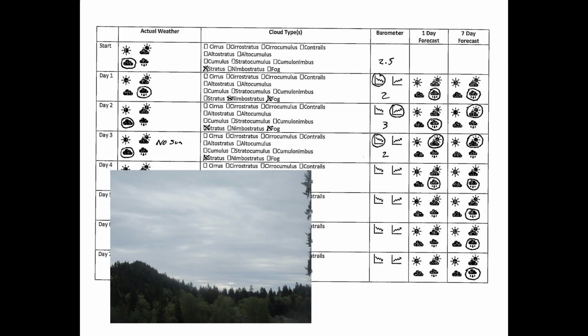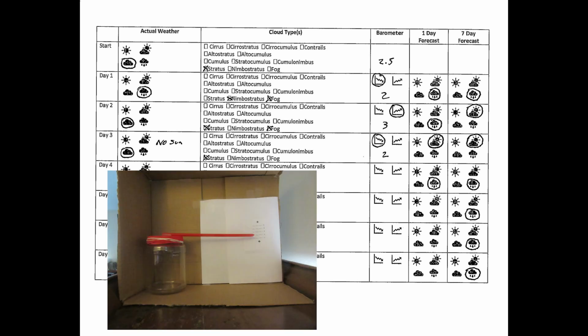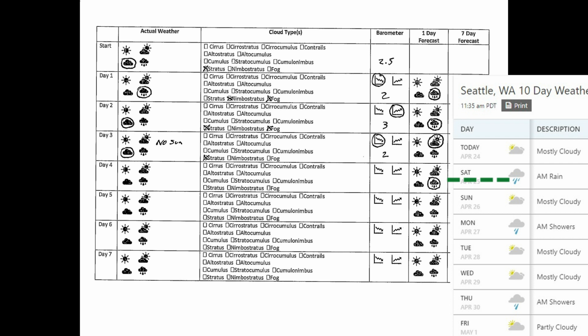On day 3, we had stratus clouds. I noted that we had no sun, so we were kind of off a little bit there because it wasn't really partly sunny. We check our barometer. It shows a 2. It's falling, so we're expecting it to get worse, probably rainy. The professionals predict the same. Note that the professionals declared today mostly cloudy. Not particularly where we were, so maybe it was kind of a draw on our prediction.